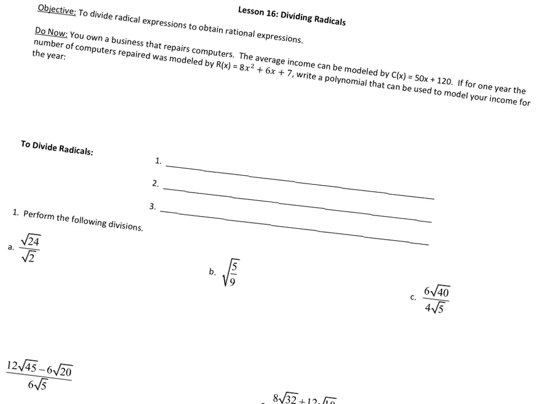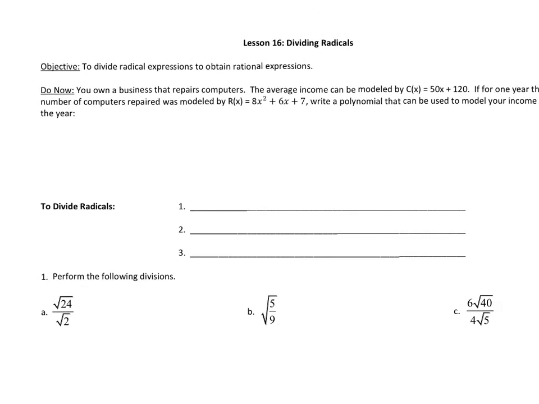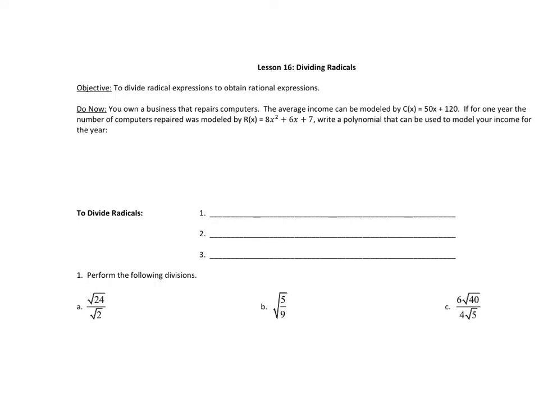So let's start with the do now. It says you own a business that repairs computers. The average income can be modeled by this polynomial, C of x. If for 1 year the number of computers repaired was modeled by R of x, write the polynomial that can be used to model your income for the year. So we have your average income with this function, and the number of computers that you repair with this function.